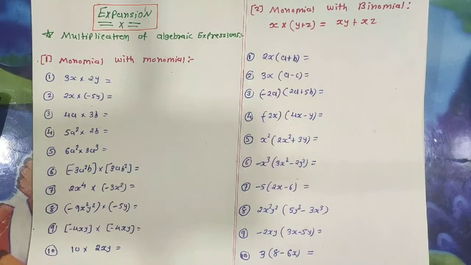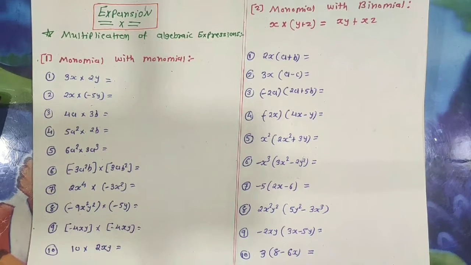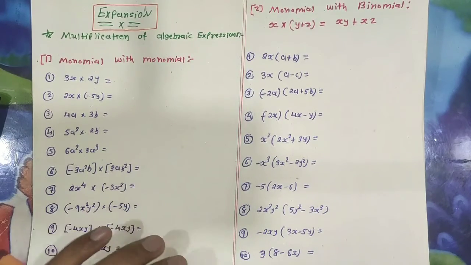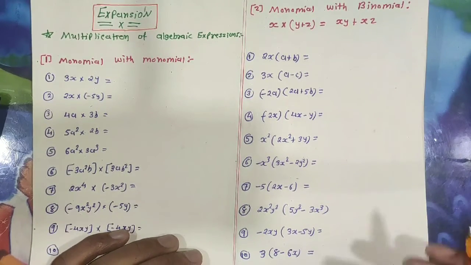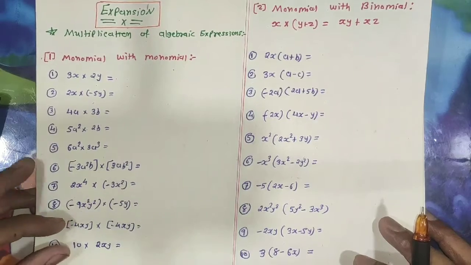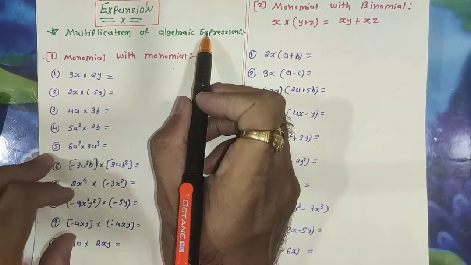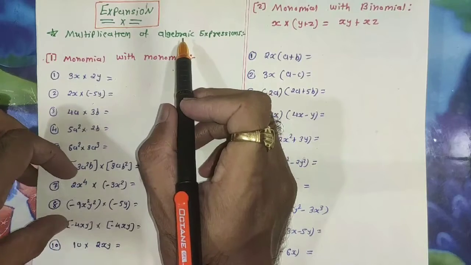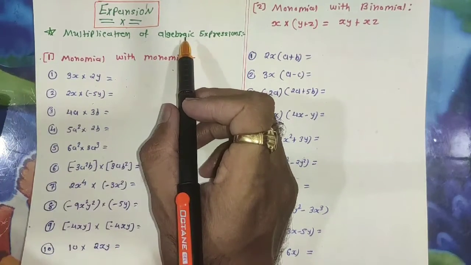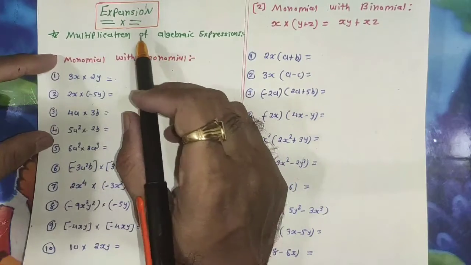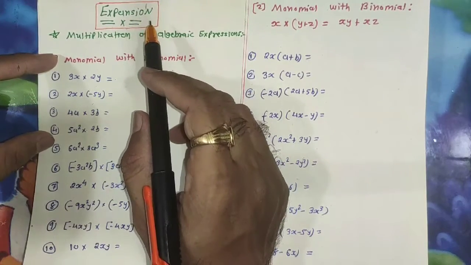In this video we will discuss another most important topic of mathematics, the expansion. What is expansion? Expansion is nothing but the multiplication of algebraic expressions. The multiplication of real numbers is known as product. Similarly, multiplication of algebraic expressions is known as expansion.